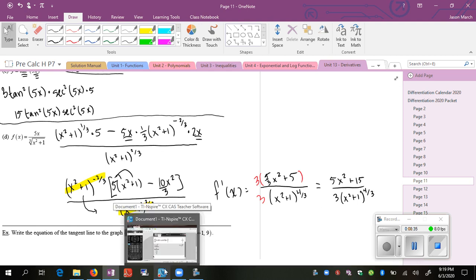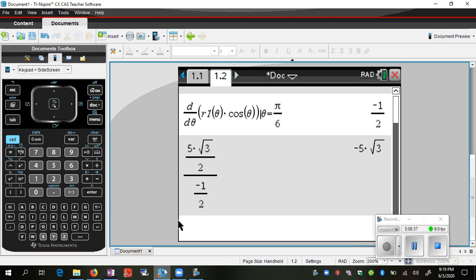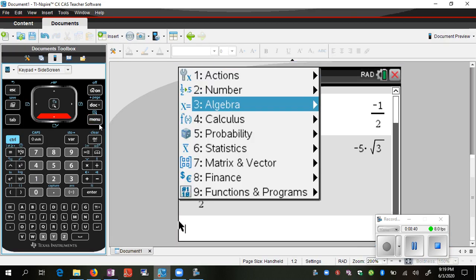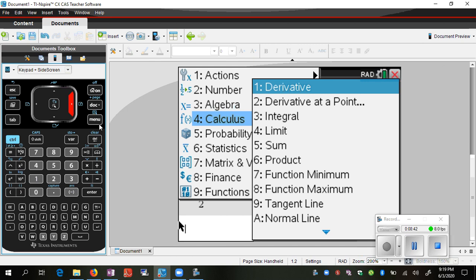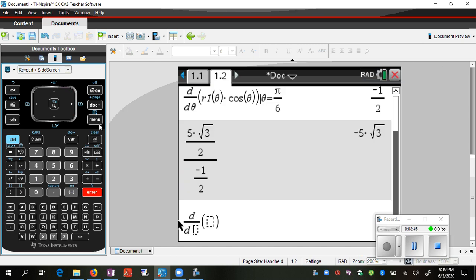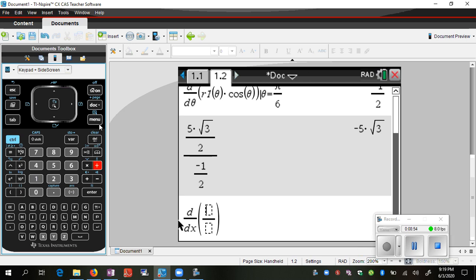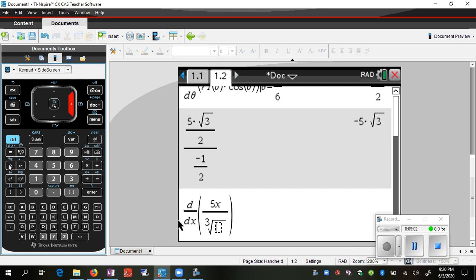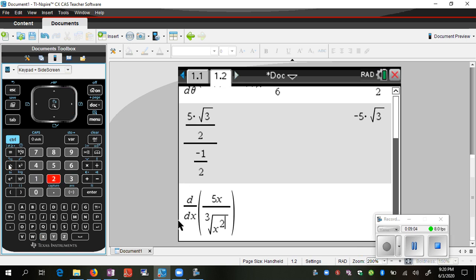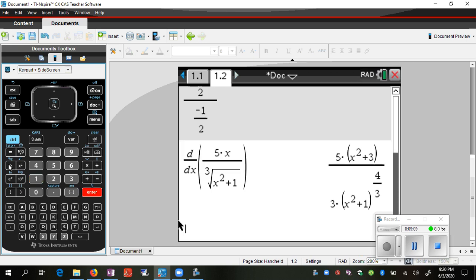One thing that we can actually do on the calculator is check our answer. This next feature I'm about to show you only works on a CAS calculator. A non-CAS calculator can take a derivative at a point. A CAS calculator can just take a plain derivative and tell you what the derivative is. So we have the d dx, the derivative with respect to x of the function. If I type in the expression we had for the function, which was 5x divided by the cube root of x squared plus 1, that should do it if I hit enter.